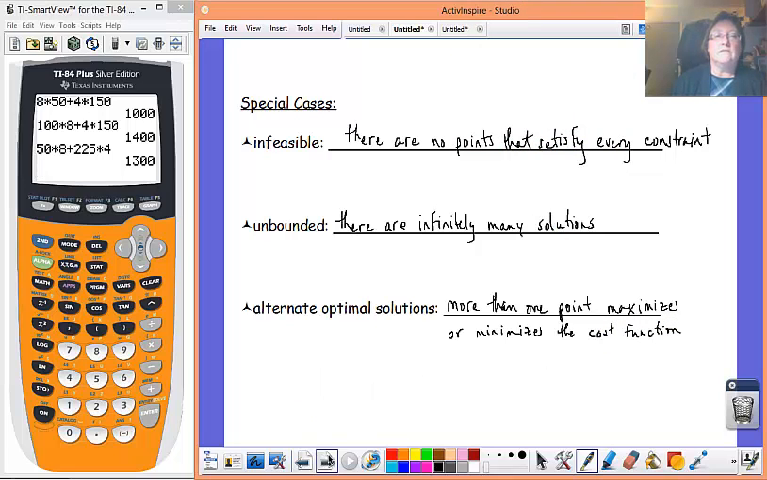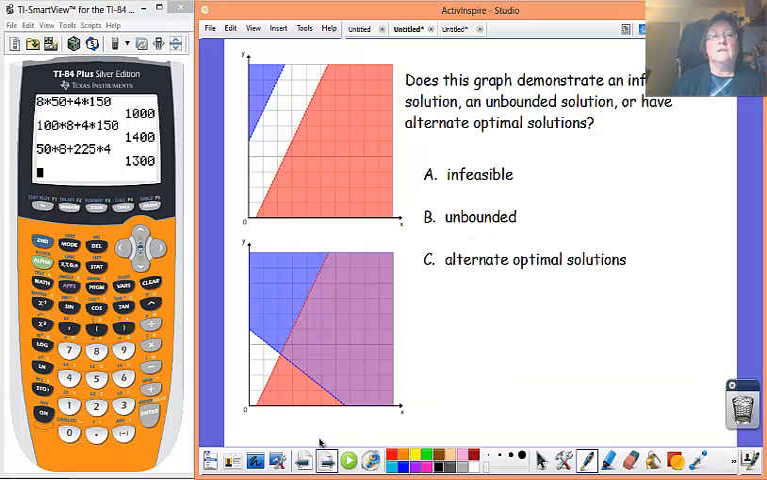Alright, I just wanted to have you get a chance to try your logicking here. And I'd love to have you think about this. The graph that we're looking at here, is this infeasible, unbounded, or are there alternate optimal solutions? And I hope that you are thinking there aren't any points that are both blue and red. That means that we have an infeasible system here. There aren't any solutions that satisfy both inequalities.